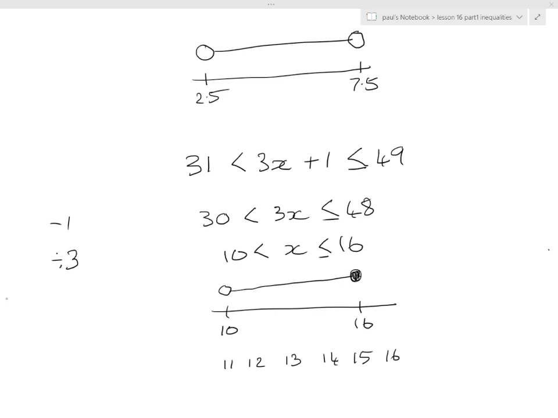And what I'm going to do is stop this one here because I'm going to use the graphical inequalities as part of drawing the straight line graph. So I'll put those all together in the second part. So let's stop this.